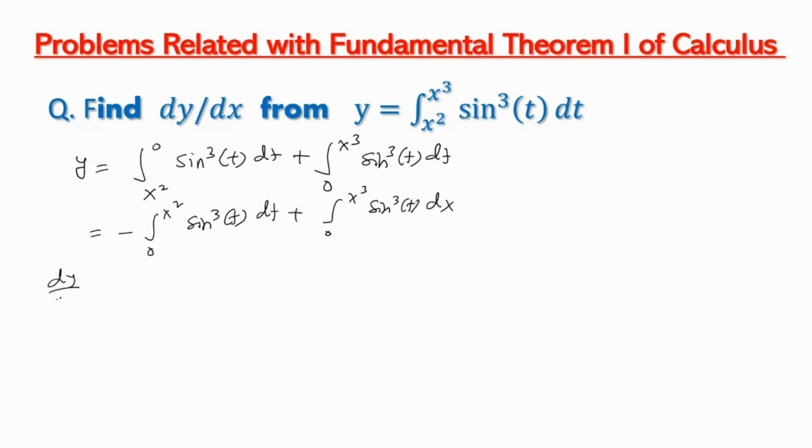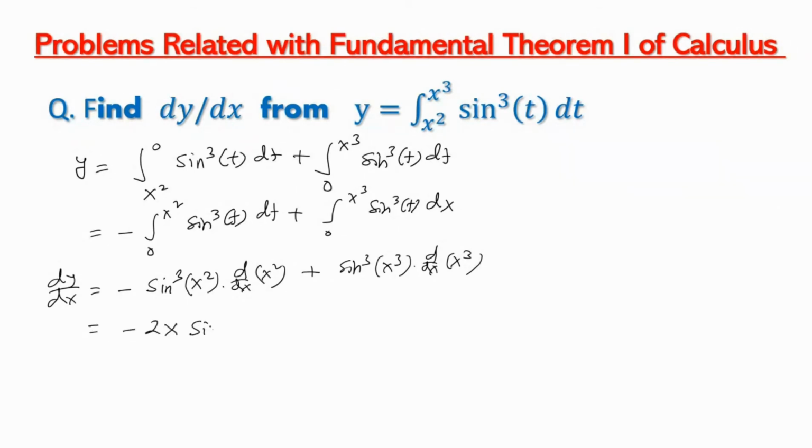Now we'll apply the fundamental theorem. So dy/dx is equal to minus sine 3 x square times the derivative of x square, plus sine 3 x cube times the derivative of x cube. So which is equal to minus 2x sine 3x square plus 3x square sine 3x to the power 3.